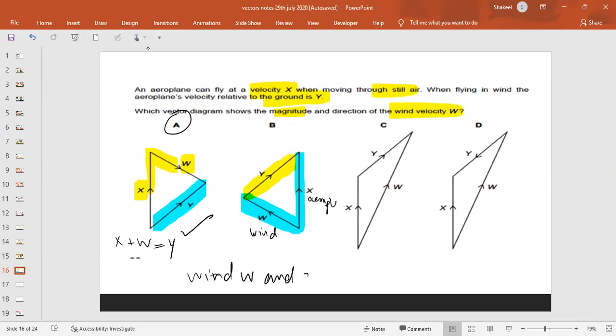W and aeroplane X should be arranged in head to tail rule, right? Okay, so it means that your answer is A.